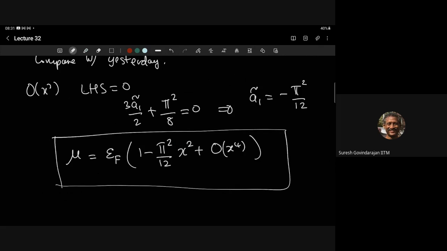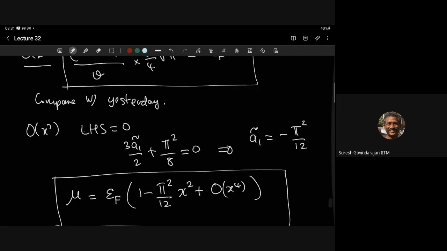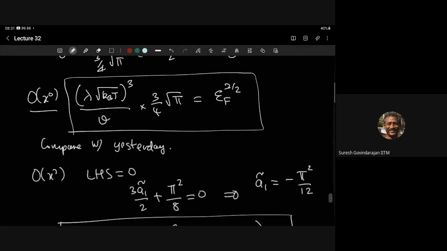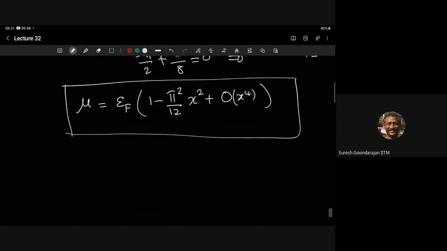So now you can see we have inverted the problem. But this method is so general that you can put another a2 tilde x power 4 and you can solve for it. But now it will get a little bit messier. Here I just replaced this thing by x square. This will get some extra terms, so you'll have to collect terms and solve it. It's like a recursive thing. But we don't need beyond this. Okay, so we have finished. So we have concluded. So we now have determined mu to next to leading order.